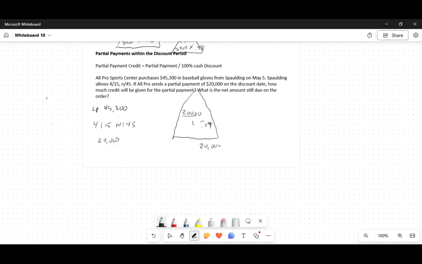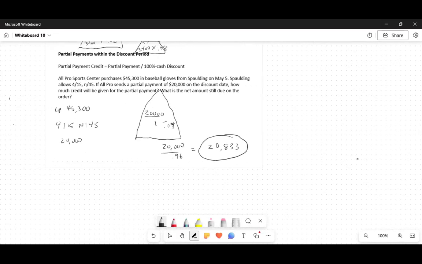20,000 by 0.96, and it comes out to $20,833. So I'm getting an $833 discount off that bill. So now I take my 45,300 and I minus the payment, 20,833. And that comes out to a new balance of $24,466.67.